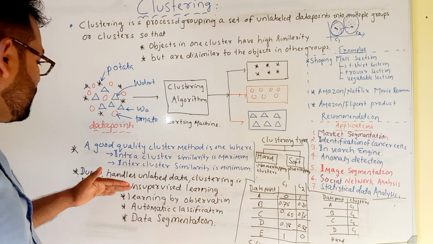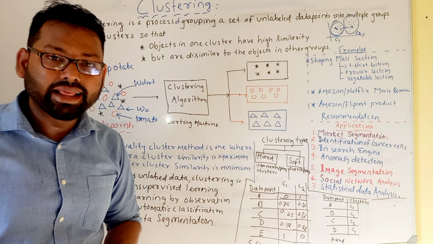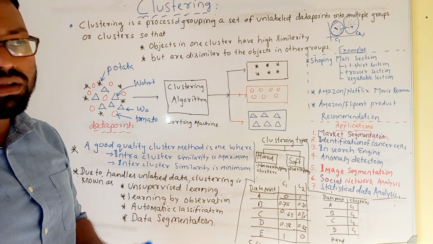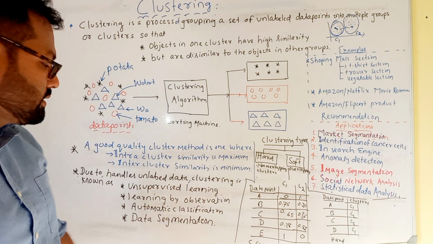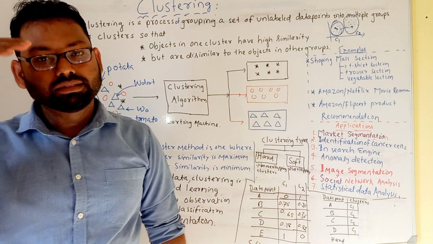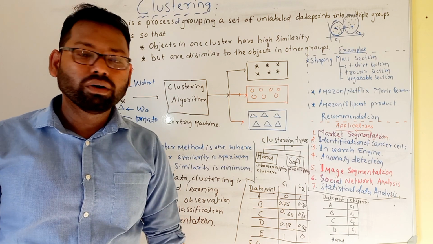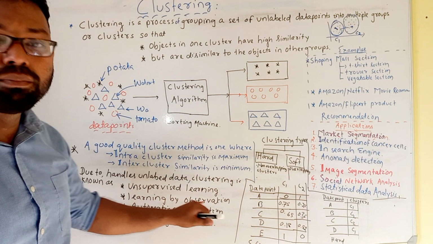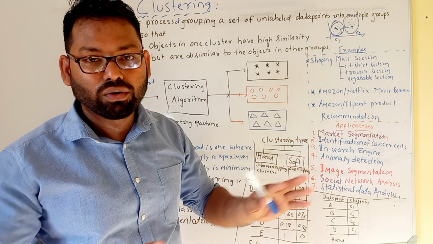Clustering handles unlabeled data points, where class labels are not defined. It is an unsupervised learning task. Second point, clustering is a form of learning where learning happens by observation. So we have to observe and group them according to some properties.